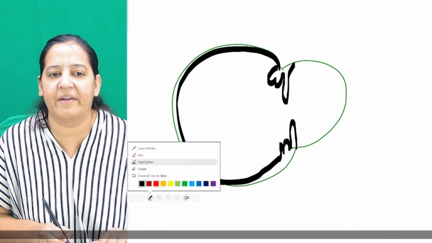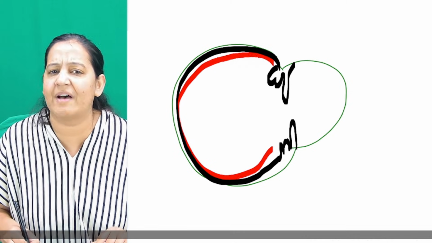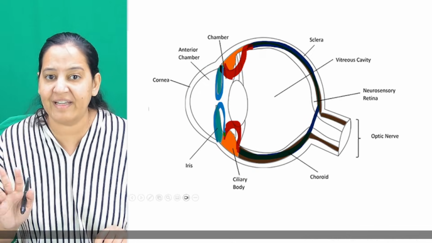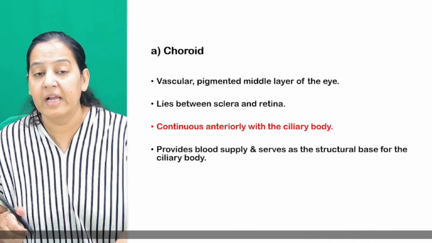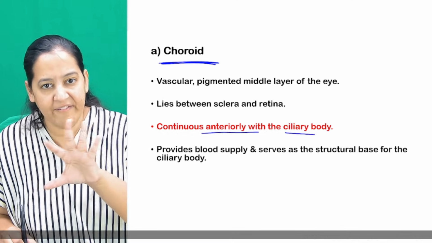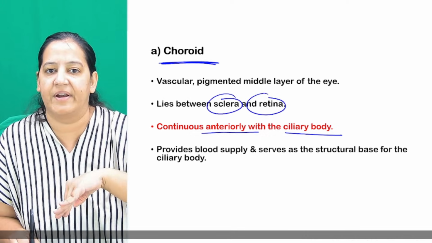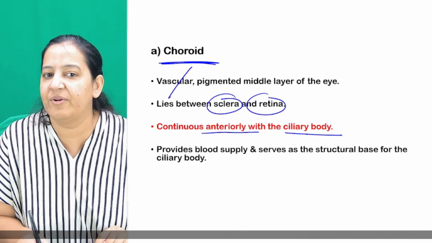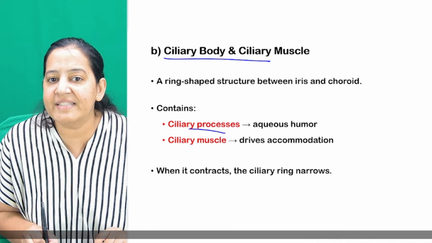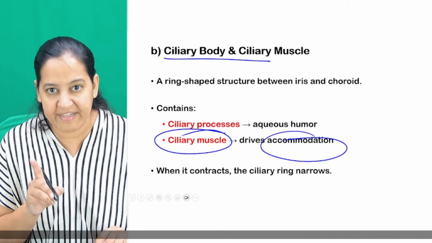And innermost layer will be retina, which contains rods, cones. I will teach you entire retina in separate chapter. Okay, currently I'm interested in the middle layer. Okay, now what is choroid? It is continuous anteriorly with the ciliary body. Above it, there is sclera. Below it, there is retina. So it is the middle layer, which is vascular, pigmented. Okay, choroid. Ciliary body contains ciliary muscle, and that is important to understand the accommodation today. I will teach you accommodation now.